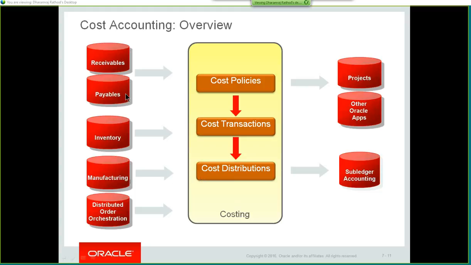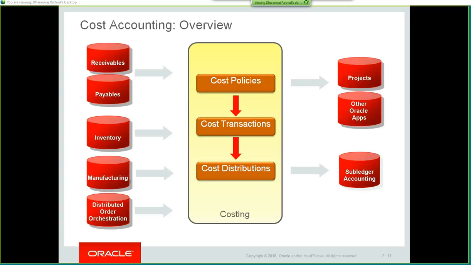You get the payable invoice the way Srini got those payable invoices into receipt accounting. You need payable invoices, and that will be transferred to cost accounting through interface with payables. So payables will be integrated with costing.